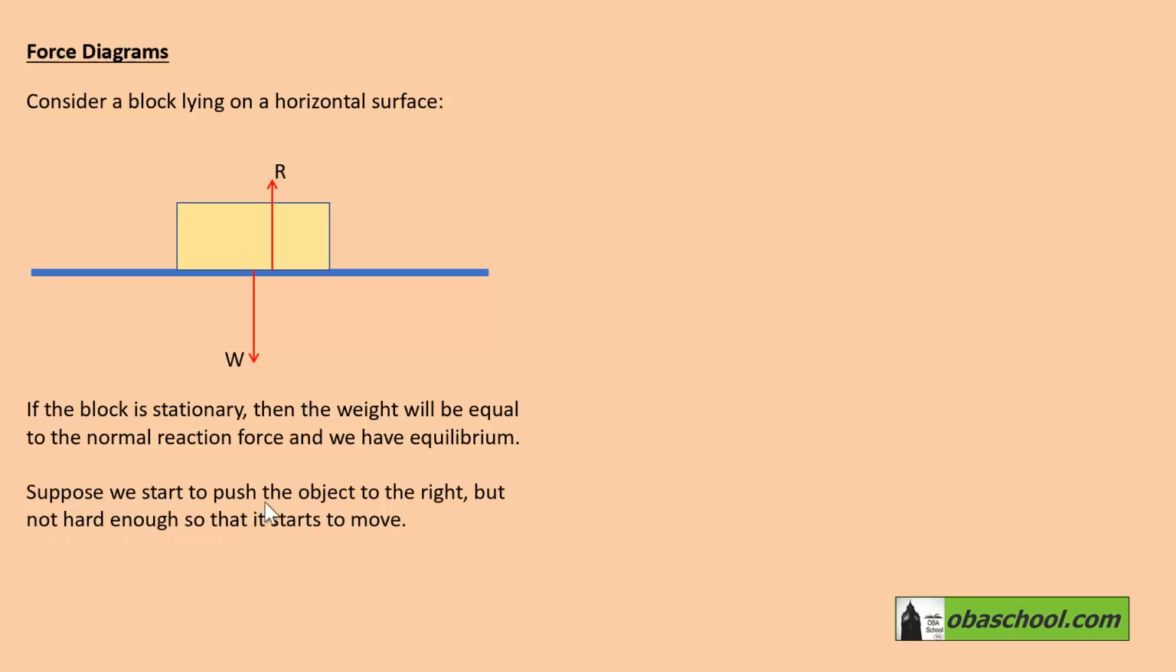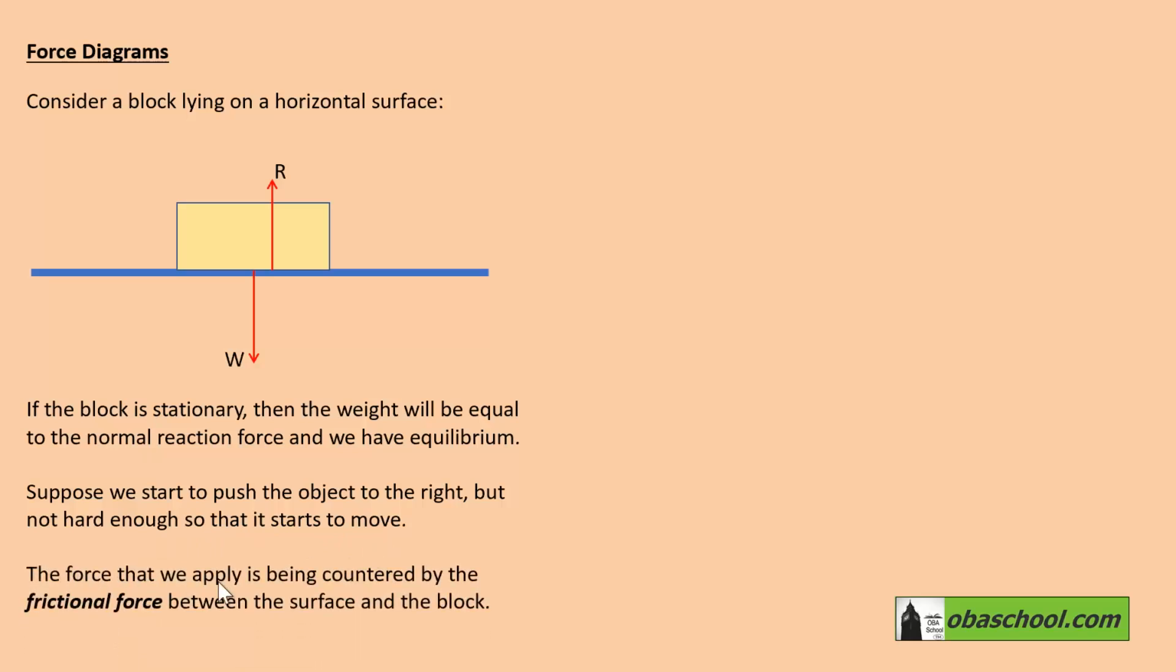Suppose we start to push the object to the right, but not hard enough so that it starts to move. The force that we apply is being countered by the frictional force between the surface and the block. So here we have a pushing force F, and there's an opposing force, which is the friction, which acts between the surface and the block.